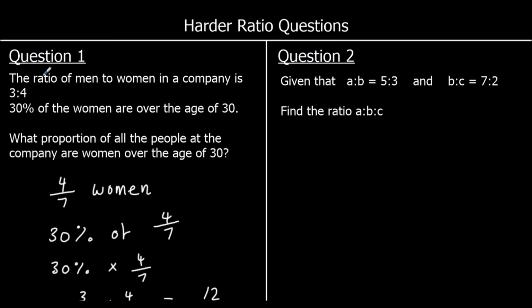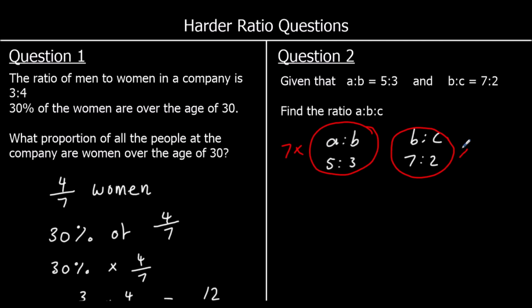Question 2, we're combining a ratio. So we've got A to B is 5 to 3. B to C is 7 to 2. They've both got a B in them, so we need to make the B's the same. So I'm going to times the one on the left by 7 and the one on the right by 3, and they'll both be 21. 7 times 3 is 21. So 3 and 7 are both factors of 21.